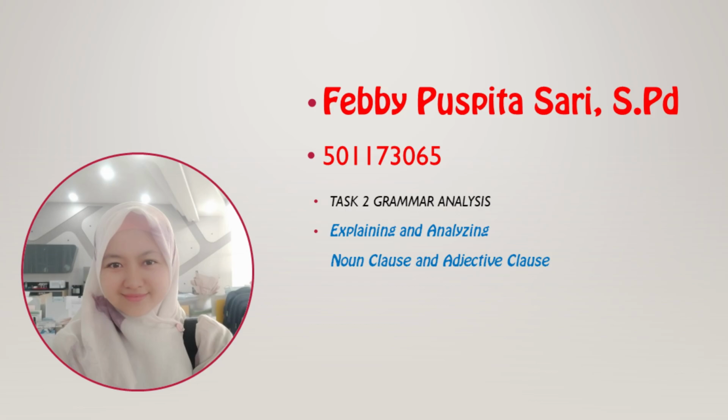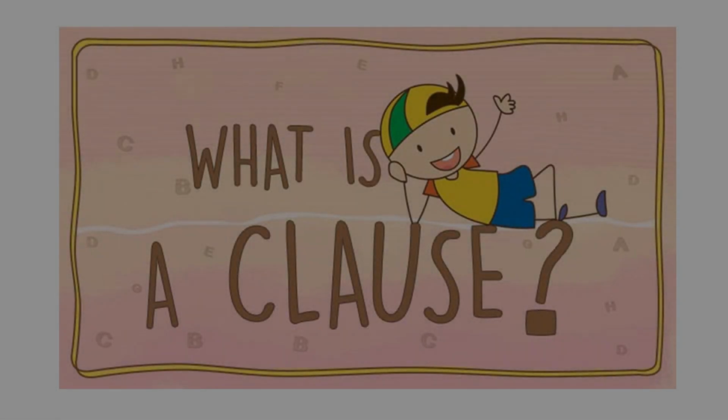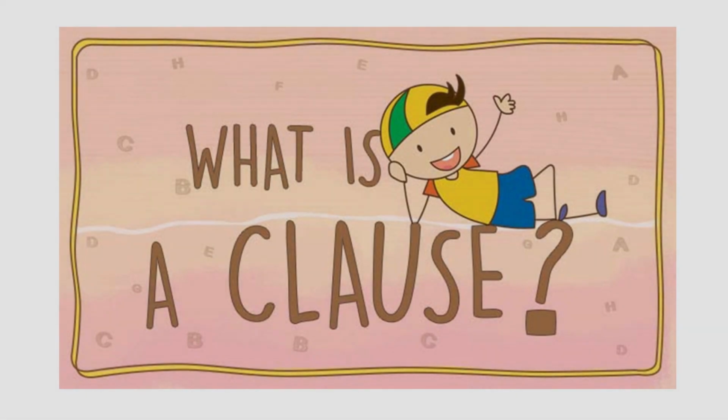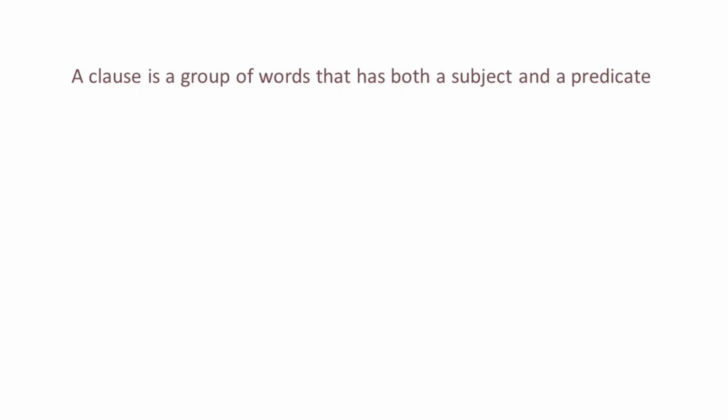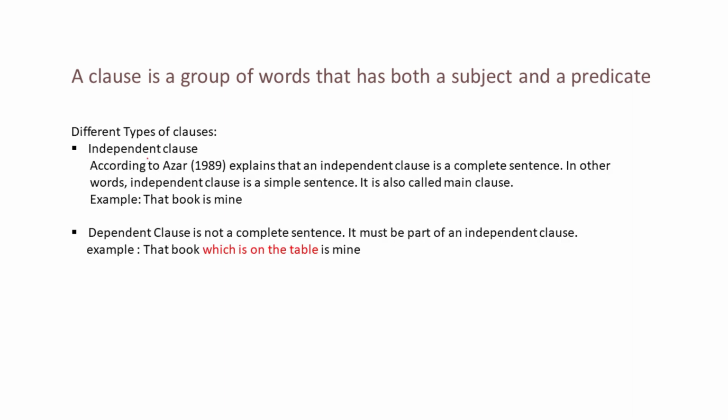Some people are still confused about what a sentence is, what a clause is, and how to differentiate between a clause and a sentence. Now I will explain about a clause. What is a clause? A clause is a group of words that has both a subject and a predicate. It means that a clause consists of at least a subject and a predicate. A clause is divided into two types. They are independent clause and dependent clause.